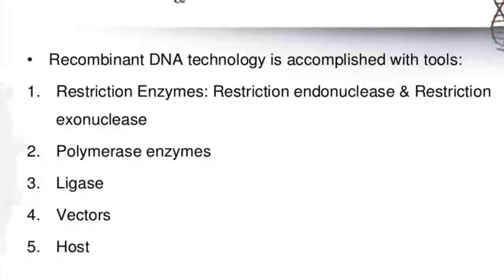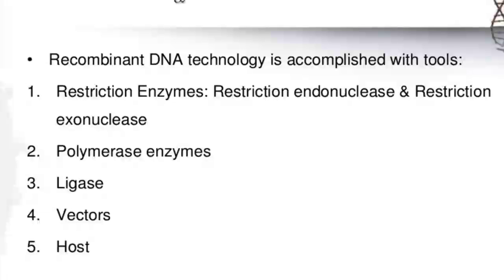First tool is known as the restriction enzymes: restriction endonucleases and restriction exonucleases. There are two types of enzymes responsible to cut the chromosomes at the desirable point. The restriction endonuclease enzyme is the first tool responsible for recombinant DNA technology.